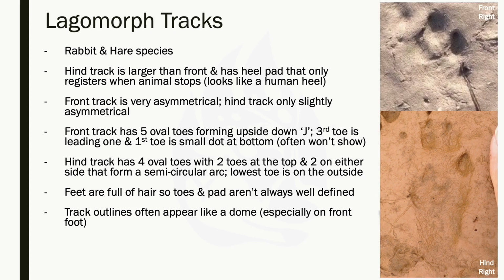Also, another thing to look for in rabbit and hare tracks is that the outline of the track often appears like a dome shape, especially on the front foot because we have that lead toe at the top.